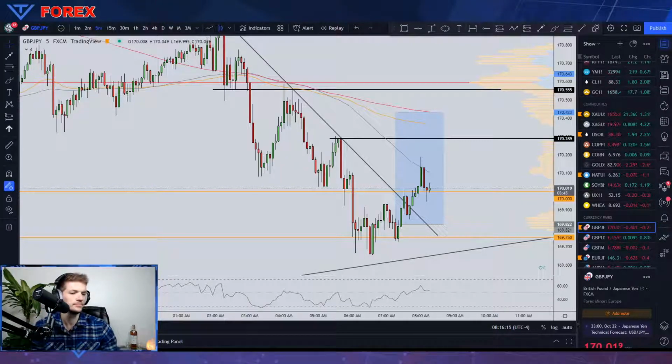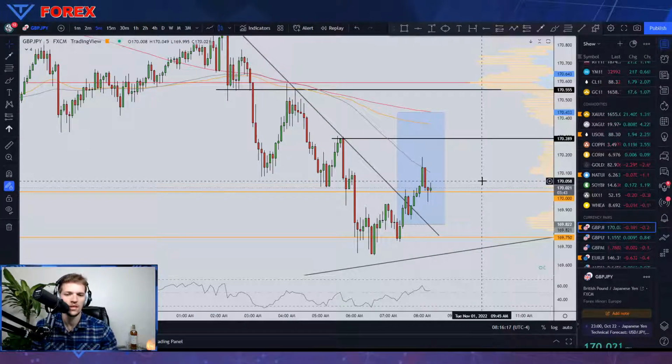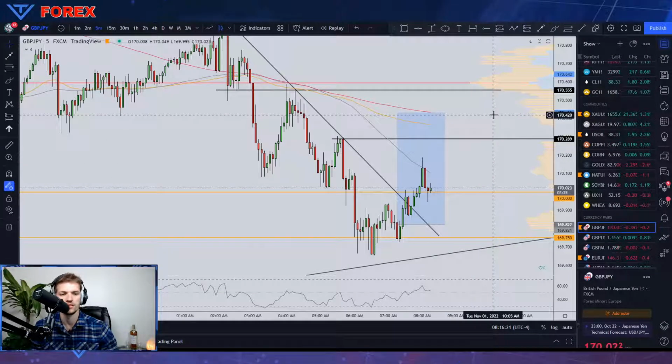Alrighty. Pound yen now consolidating on the other side of 170. So that's good at least.